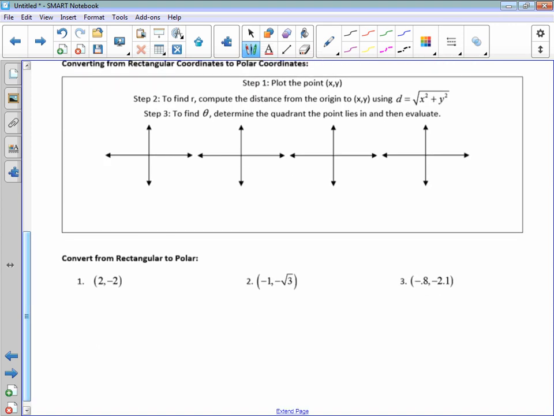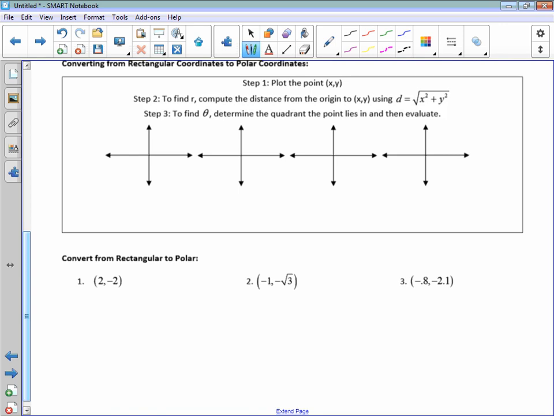Okay, guys. The next part here, if we're converting from rectangular to polar, I recommend you always sketch the picture first. So, like, plot the point. You know how to plot points in the rectangular coordinate plane. I promise you know how to plot those points. And then you're just using the distance formula to find the length of your radius. And then you're going to have to find the angle.